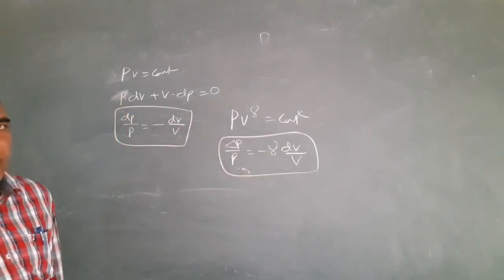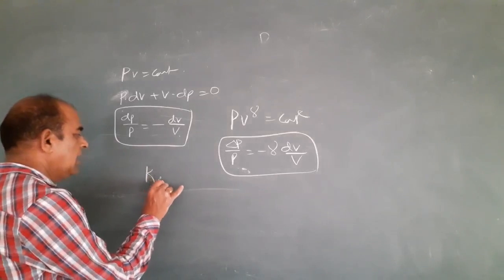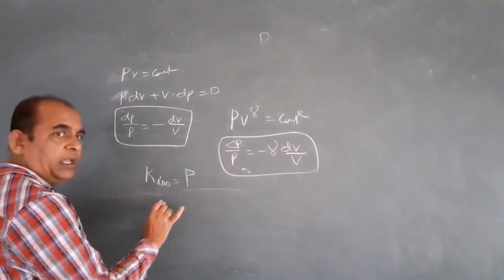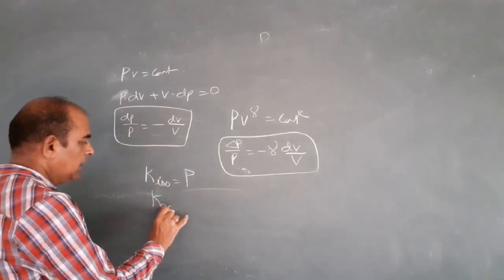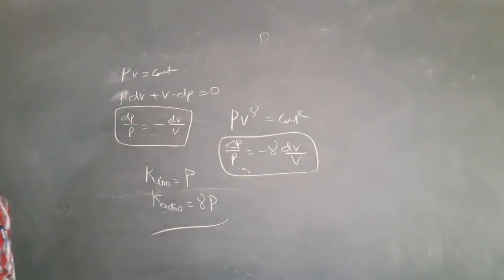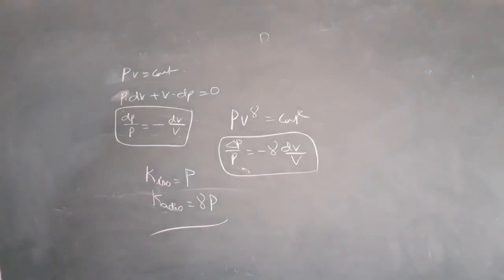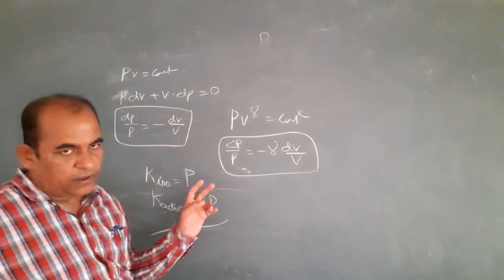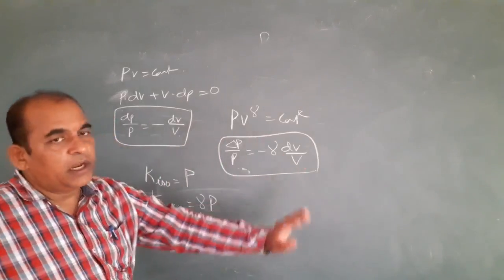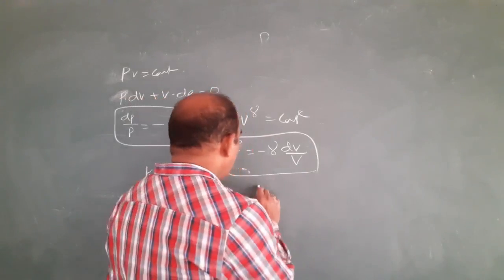And the bulk modulus is represented by K. K isothermal is equal to the pressure P. K adiabatic is gamma times P. The isothermal bulk modulus is P, the adiabatic bulk modulus is gamma P. And the slope of the adiabatic curve is gamma times the slope of the isothermal curve. Okay. Next, the isobaric process.